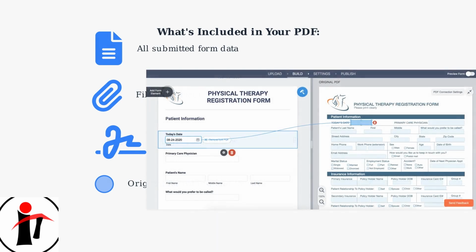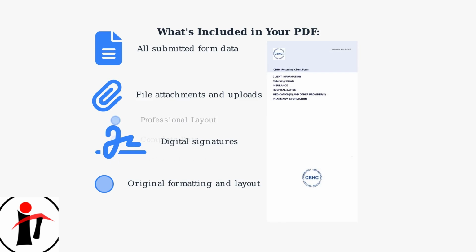Here's an example of how your original form data translates into a clean, professional PDF format. The digital form builder on the left becomes the formatted PDF document on the right. The final PDF maintains professional formatting and includes all the essential information from your form submission, making it perfect for record keeping, sharing with clients, or archival purposes.